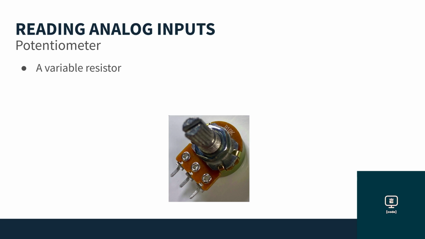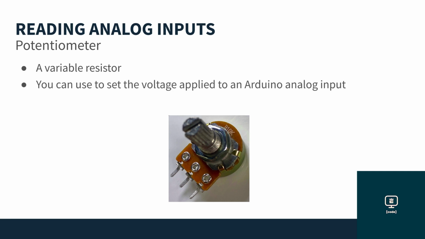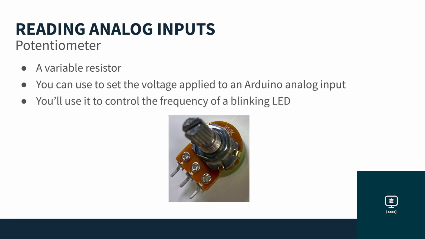The potentiometer has 3 terminals. 2 of the terminals are connected to both ends of a resistive element. And then the third terminal, which is in the middle, connects to a sliding contact. It's called a wiper. The potentiometer can be used to set the voltage applied to an analog input. In the code script you're going to write for your Arduino, you're going to use the potentiometer and the conversion of that voltage to control the frequency of the blinking LED, basically how fast or slow it will blink.